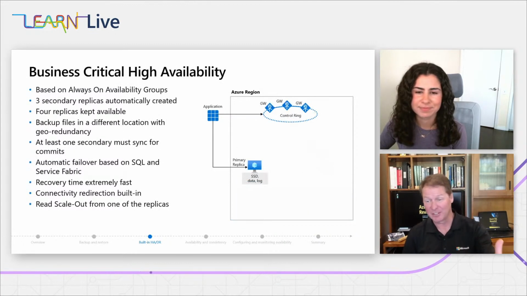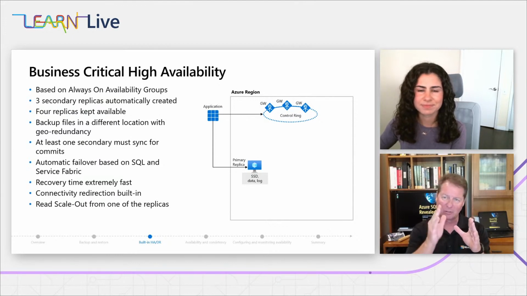And it kind of leads to the discussion about business critical. So if general purpose is like a failover cluster instance, what is business critical? Well, it's similar, but we're going to use the power of Always On availability groups, our tried and true flagship HADR capability, using replicas we've had for SQL Server for several versions.